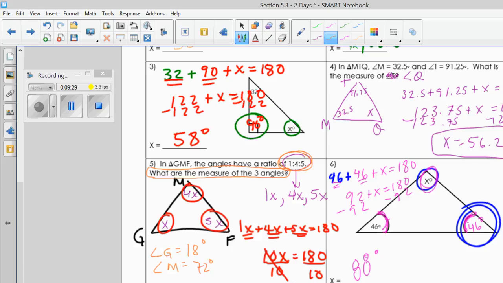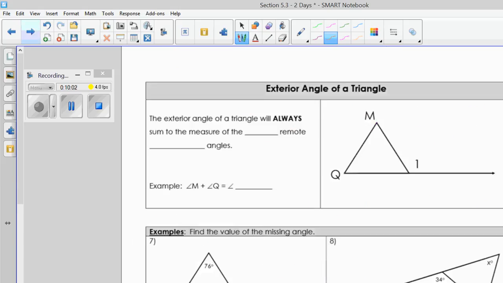I think it's 72. Hold on, let me check. All right, 72. And then lastly, angle F is 5 times 18, and that is 90. So our 3 angles are 18, 72, and 90, and because of the way that we set up our triangle, G is 18, M is 72, and F is 90. So there we go. That is the angle sum part of our lesson today.